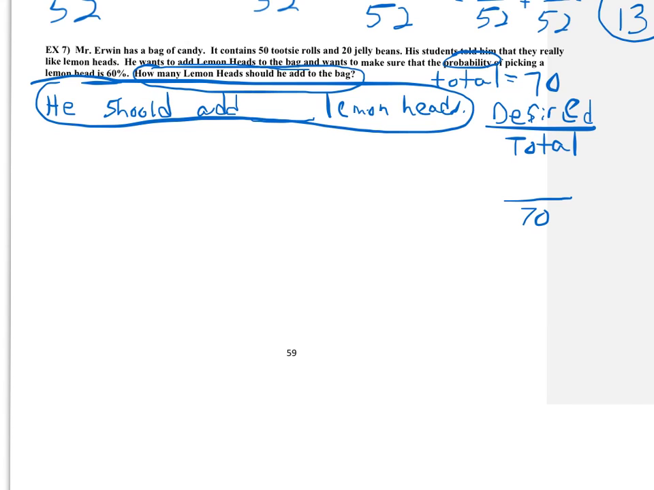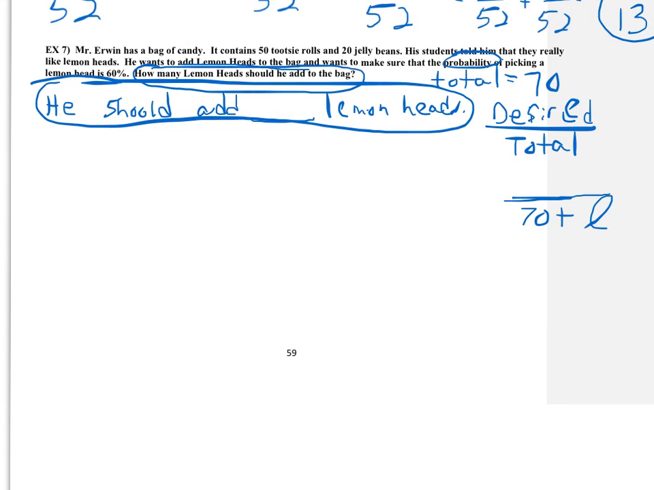And do we know how many lemon heads we're actually adding to the bag? Answer is no. So how could we show that we're adding something we don't know to the bag? Well, we show 70 plus a variable. And what variable would make sense for this one? Well, we're adding lemon heads. So let's just use L.